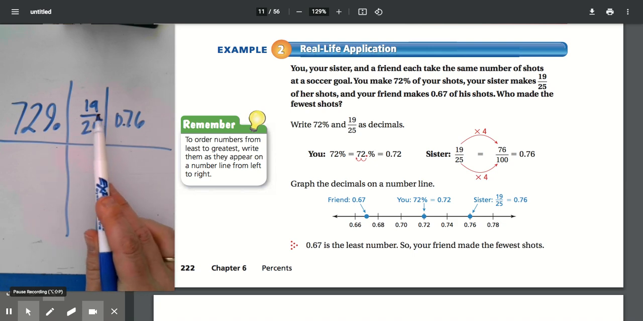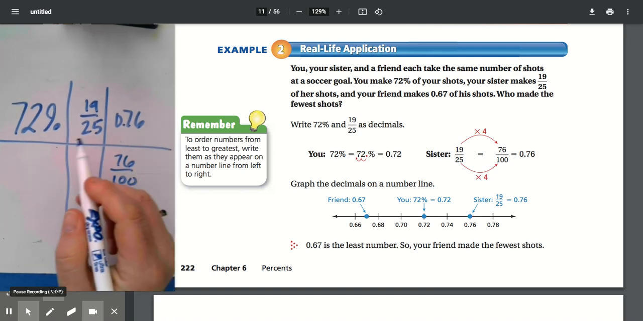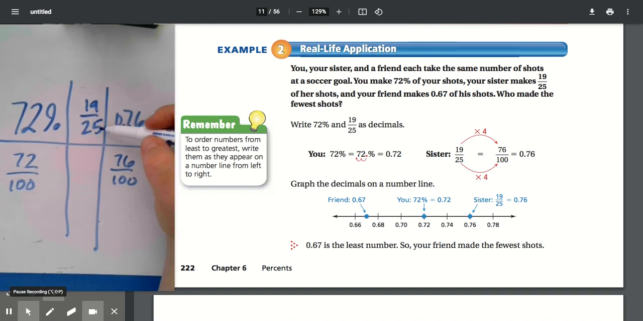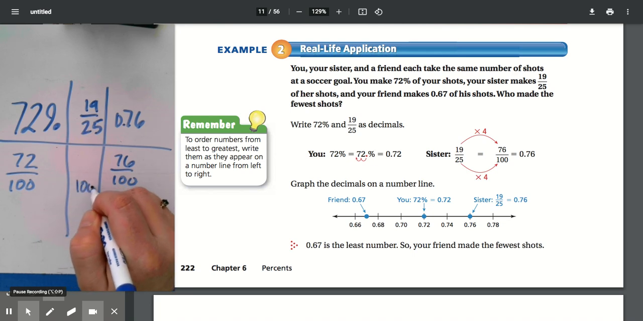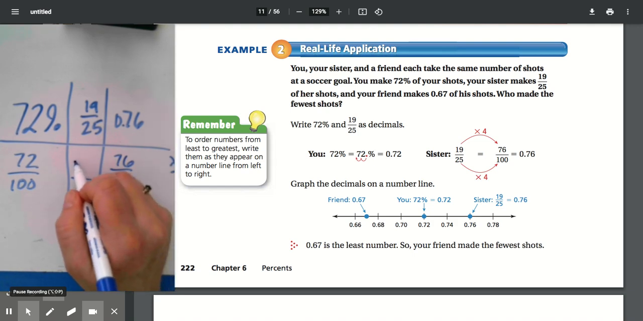So we have to figure out what we want to do. And at this point, I'm thinking equivalent fraction might be the best way to go. So this would be 76 out of 100. This would be 72 out of 100. And we know that if we multiply this by 4, we get 100 as our denominator, and 19 times 4, we'll do that real quick. It would be 76.